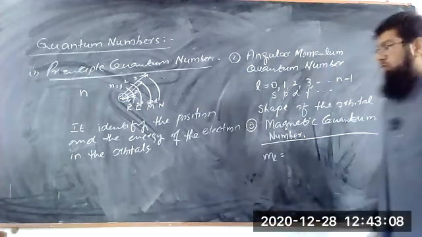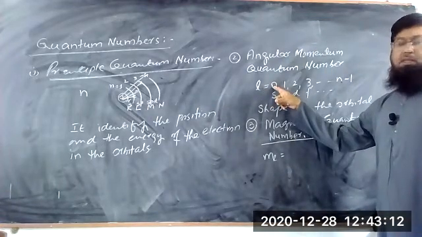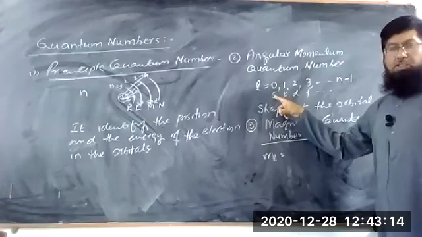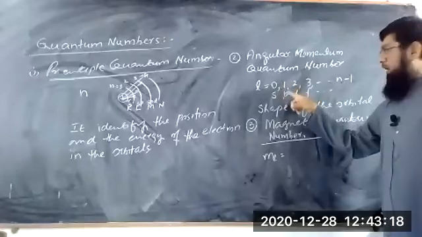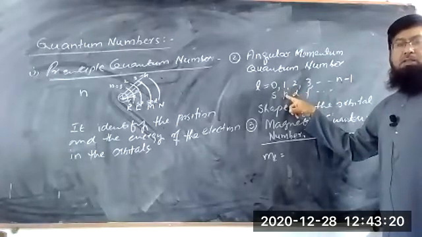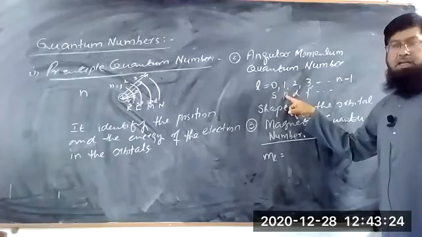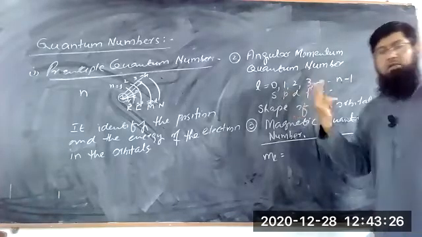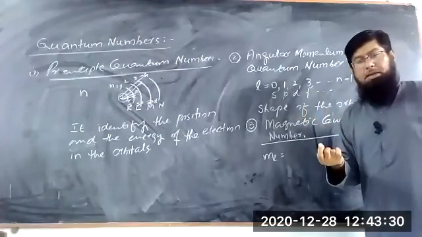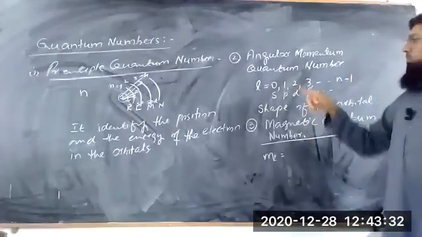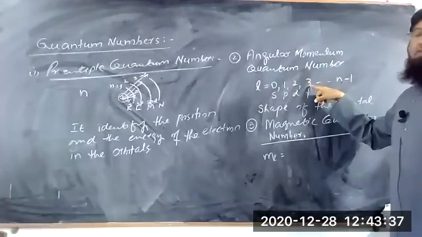So L is equal to 0 gives the S orbital, meaning the electron is in the K shell. L is equal to 1 gives a P orbital, meaning the electron is in the P orbital, in the L shell. Now in the L shell there are two orbitals: one is the S orbital and the other is the P orbital. Similarly, for n is equal to 2, we have three orbitals.